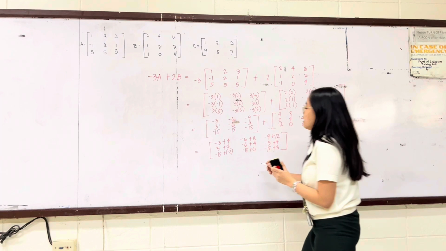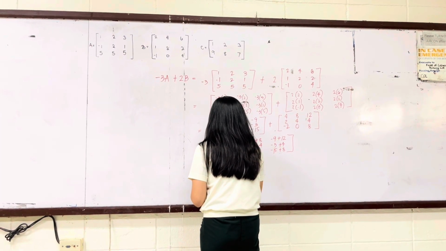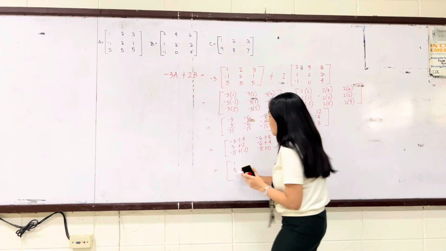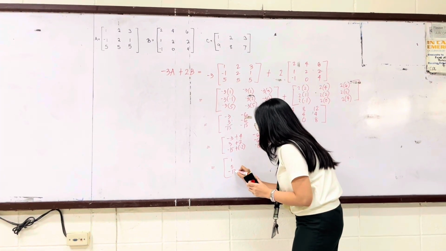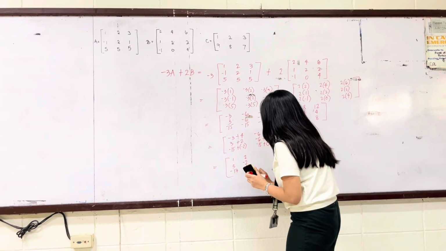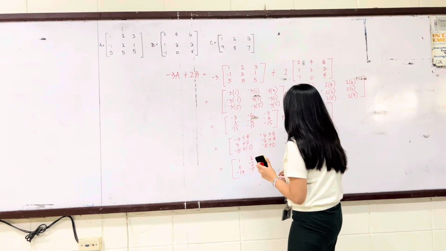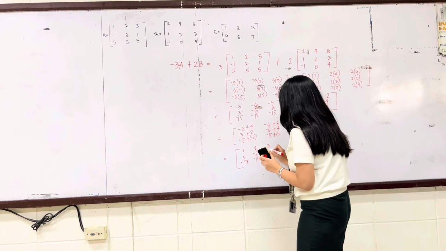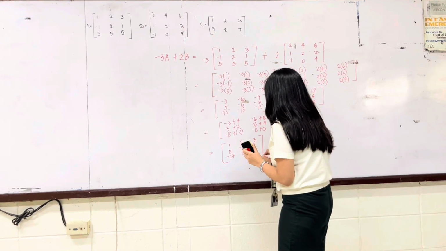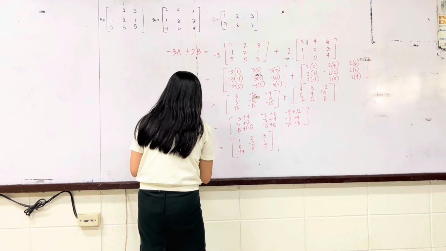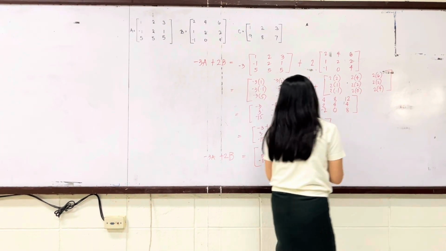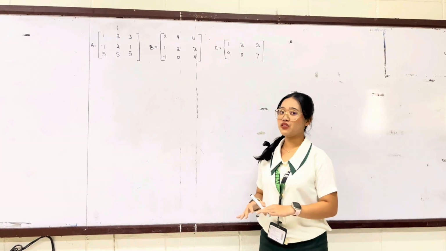Okay? And now, for the last step, combine it. We have 1, 5, 1, 5, negative 17. We have 2, negative 2, negative 15, 3, 1, and negative 7. That's the outcome. So now we will have another practice set.